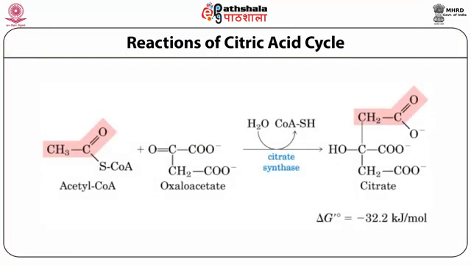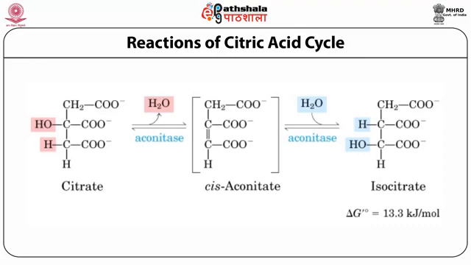Citrate synthase catalyzes the formation of a citroyl coenzyme A intermediate. Binding of oxaloacetate to the enzyme results in a conformational change which facilitates the binding of the next substrate, acetyl coenzyme A. There is a further conformational change which leads to formation of the product. This mechanism of reaction is referred to as the induced fit model, and this is an exergonic reaction, generating 32.2 kilojoules per mole of energy.